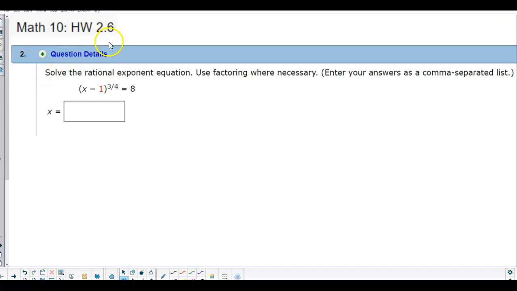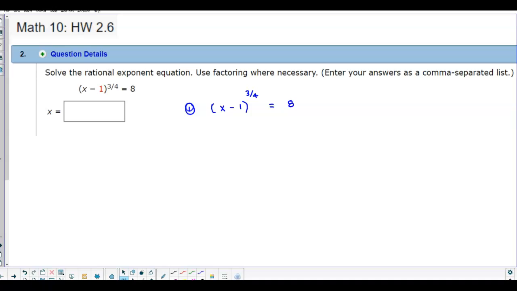Question number 2, section 2.6. We want to solve the rational exponent equation. Use factoring where necessary and enter your answers as a comma separated list. So we have (x - 1) to the 3/4, and that's equal to 8.